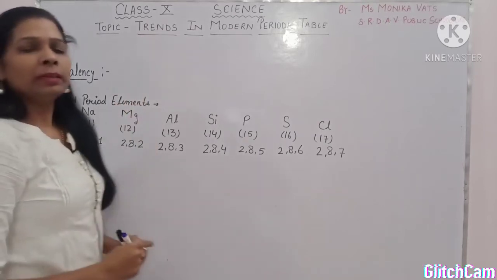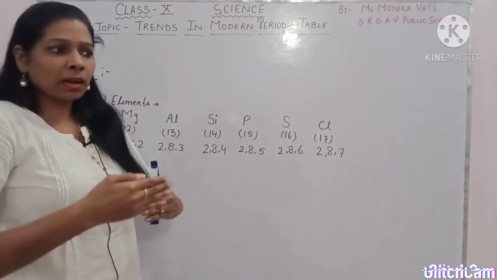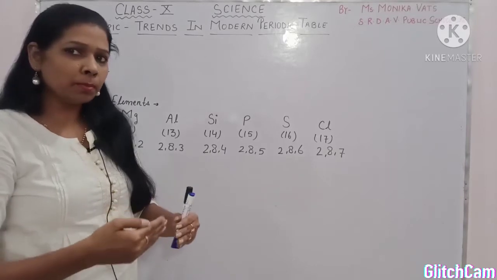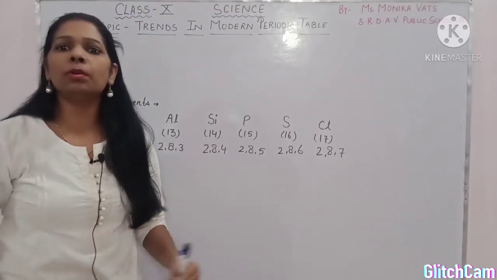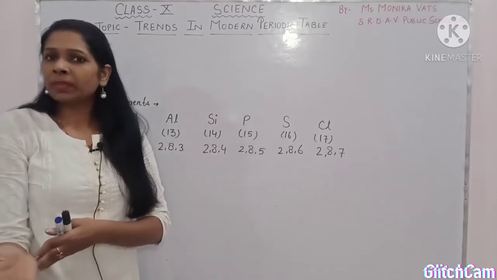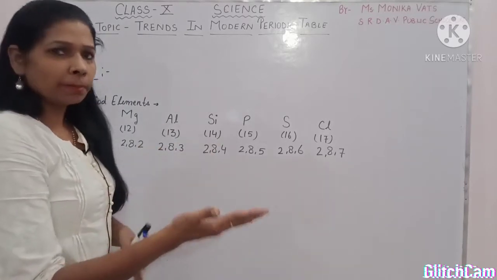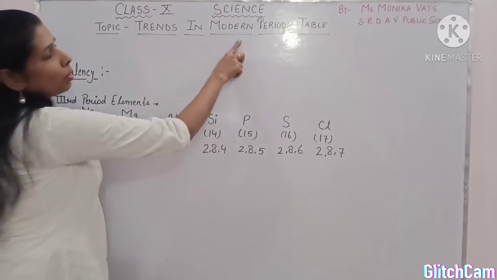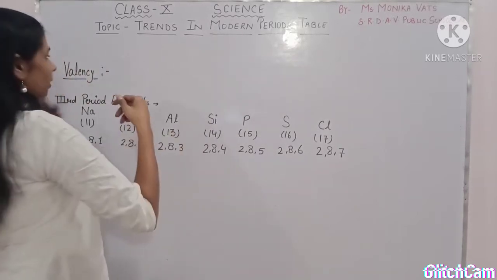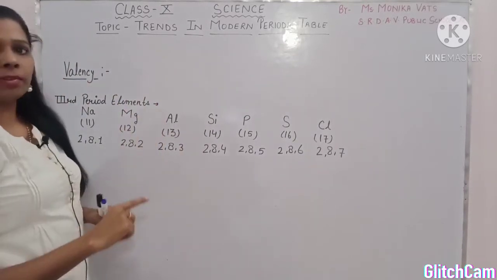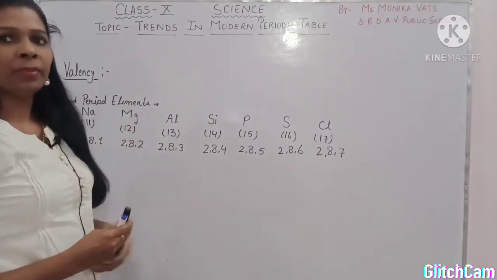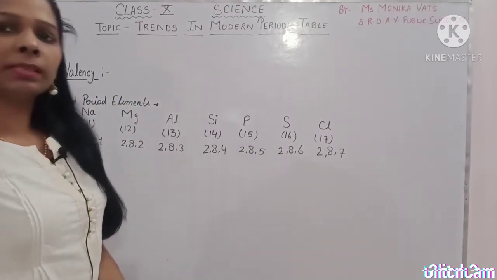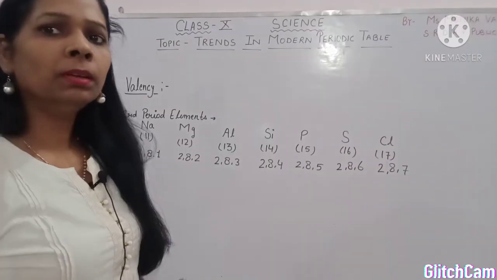Trends basically means a kind of pattern when we move in a group from top to bottom, or when we move in a period from left to right. So our today's topic is trends in the modern periodic table, and the very first trend that we will discuss is valency.